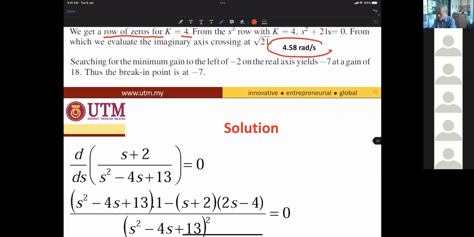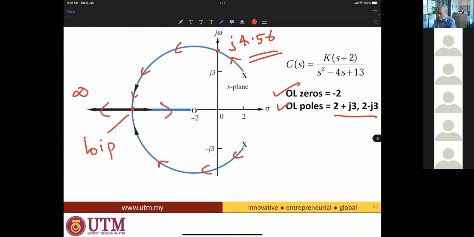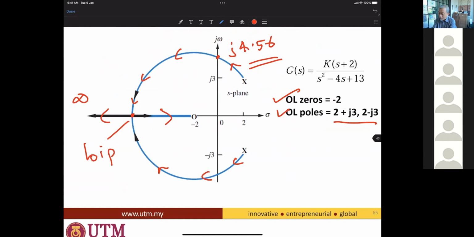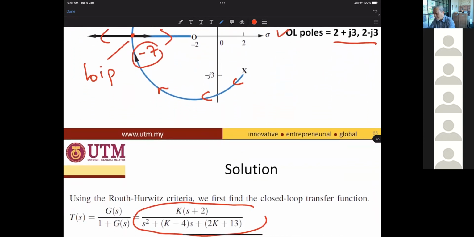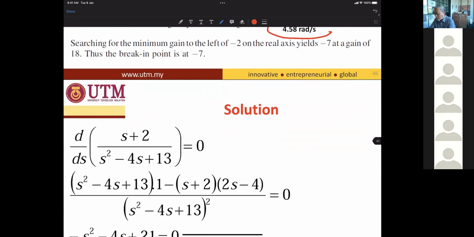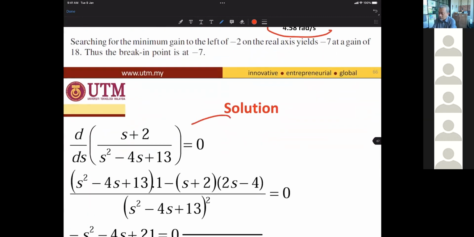And then how to, from observations, the break-in point is -7. Just now, our colleague said it's -7. So how are we going to validate it? We just take the open loop transfer function.